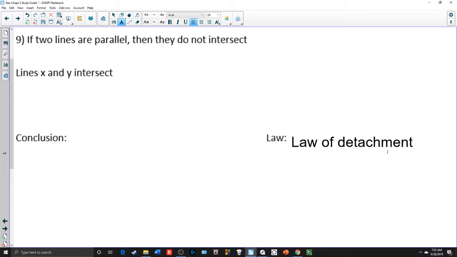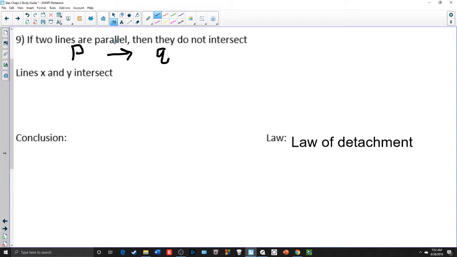So you can go ahead and write that in there, and then if for some reason you can't draw a conclusion, you can just cross it out. So this one says, if two lines are parallel, then they do not intersect. Okay. Lines x and y intersect. Well, that really doesn't give me much to go on. Because again, if we do this in PQ format, so if two lines are parallel, P, that leads to the fact that they do not intersect, Q. It says lines x and y intersect. Well, that's neither P nor Q.